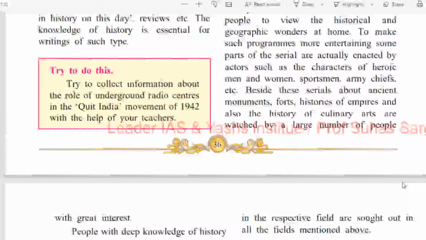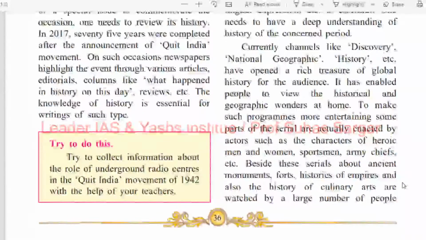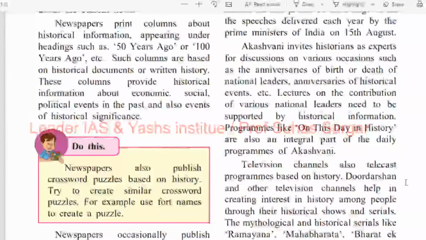In box, try to do this. Try to collect information about the role of underground radio centers in the Quit India movement of 1942 with the help of your teachers.